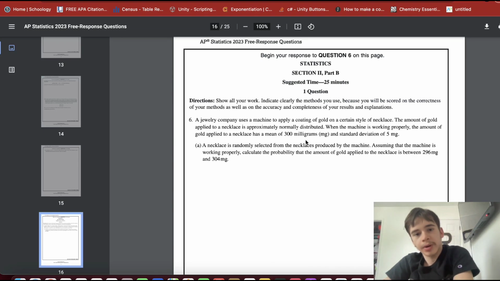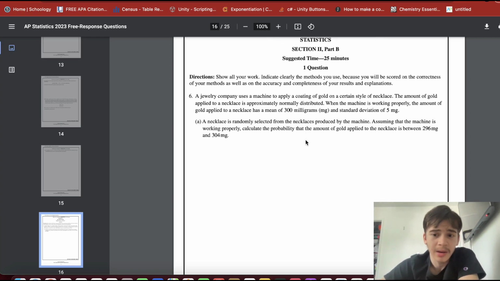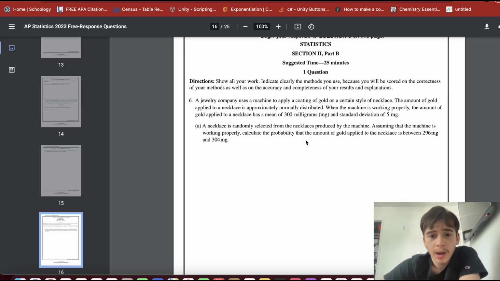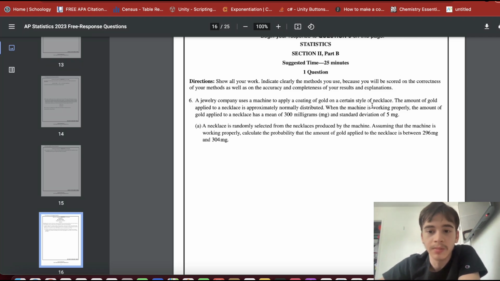Okay, question 6, pretty long one. It wasn't that hard. I actually thought it was pretty easy. I just messed up on some parts, but I could have easily gotten a better grade on it. It's about jewelry. A jewelry company uses a machine to coat necklaces with gold. Mean 300, standard deviation 5.